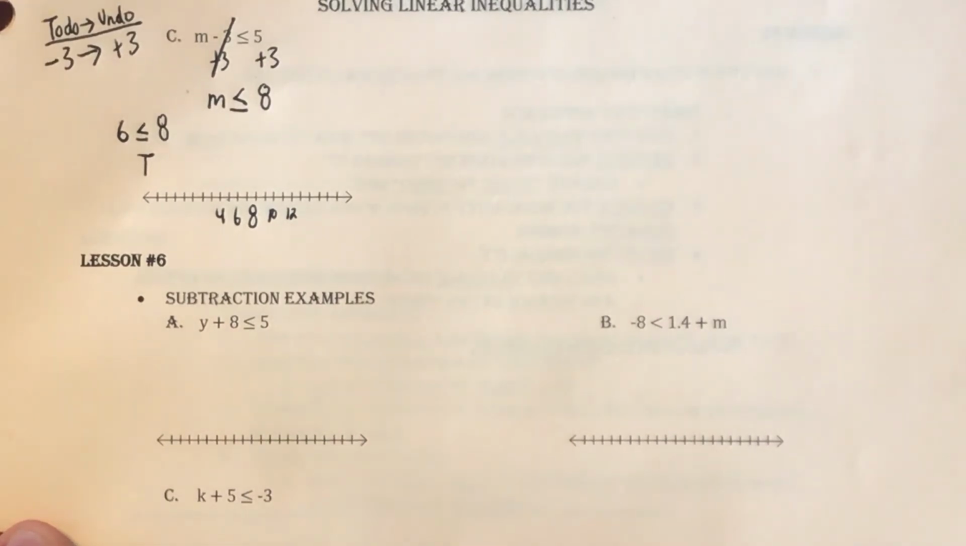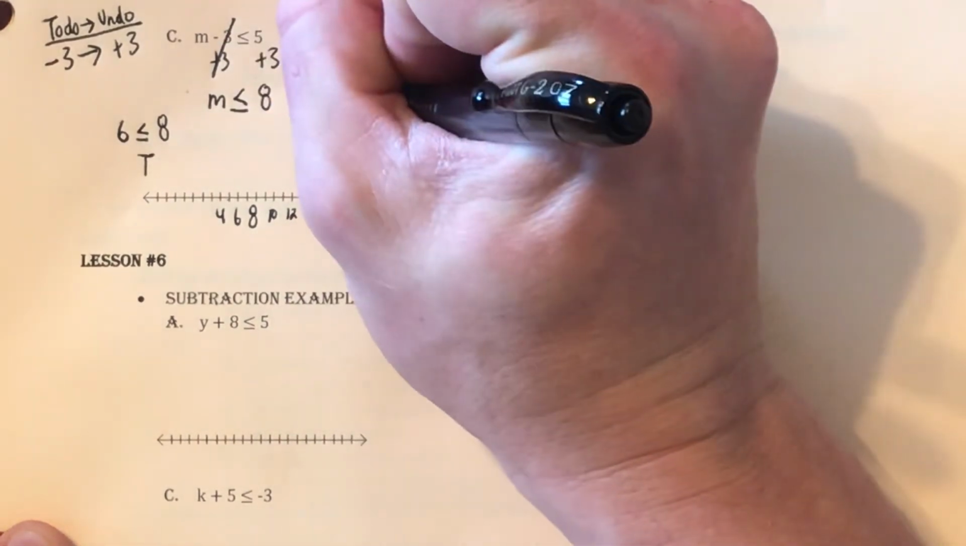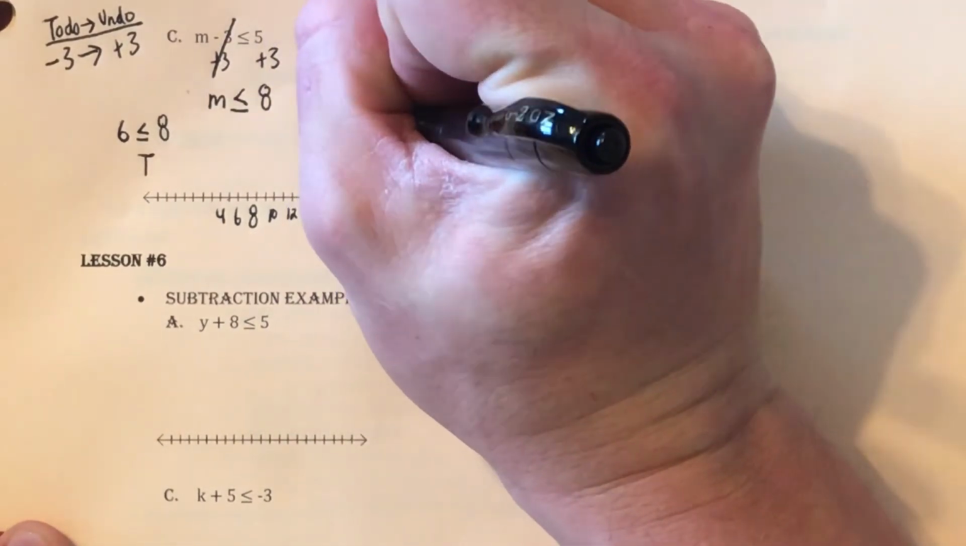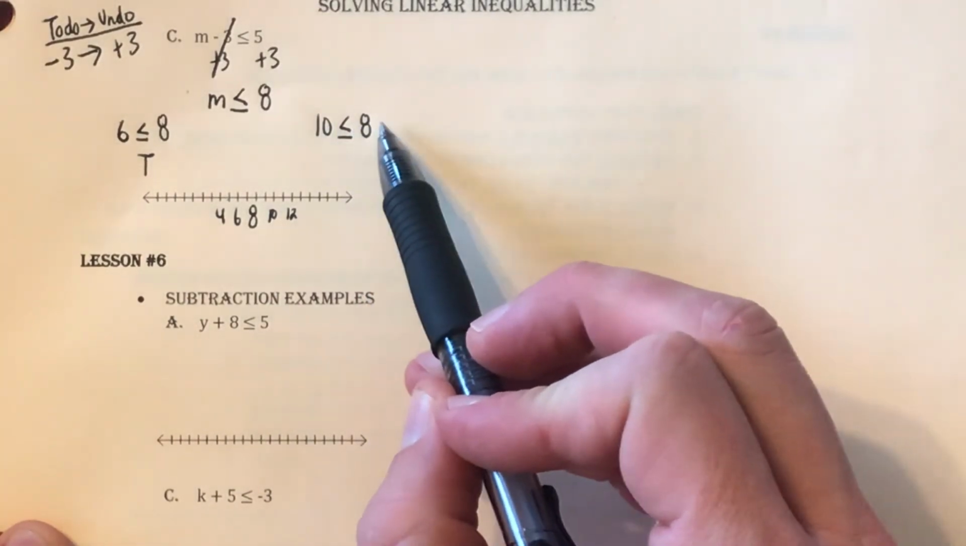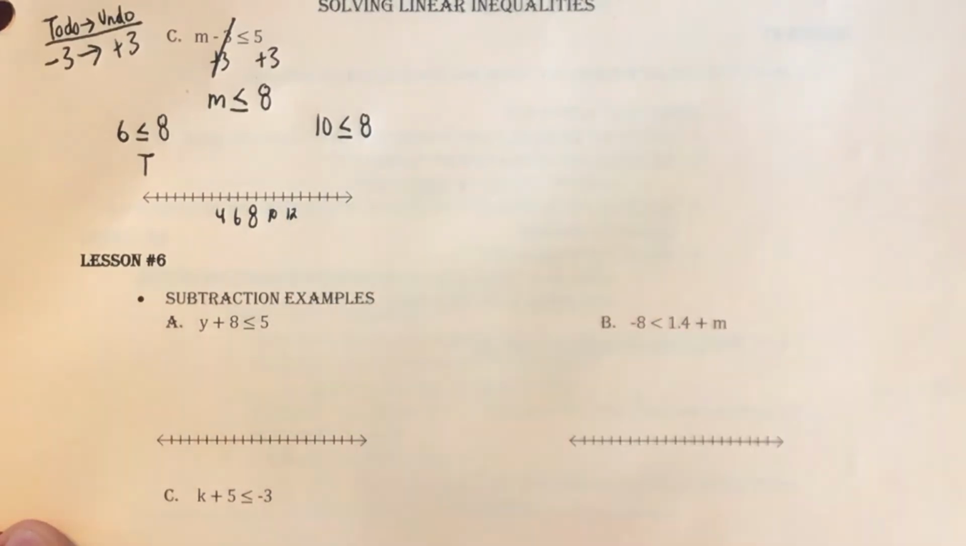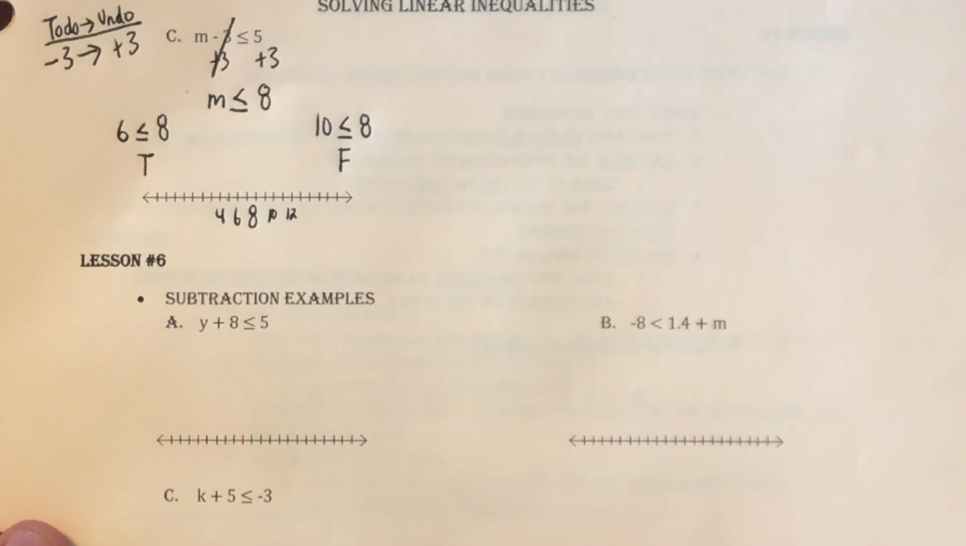But let's just make sure that nothing to the right of 8 works either. So we're going to plug 10 in, and I'm going to say 10 is less than or equal to 8. Well, is that true? Well, 10 is not equal to 8, and 10 is not less than 8. So that did work out, so this means that is false. So nothing moving to the right of 8 should be a solution.